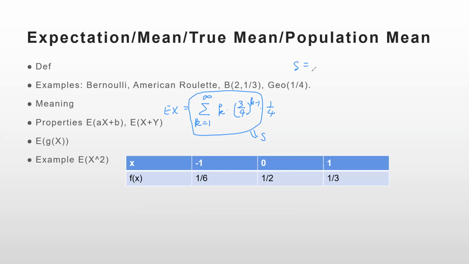S equals what? K equals 1, so you have 1. And then K equals 2, 2 times 3/4. And then you have 3 times 3/4 squared and so forth.